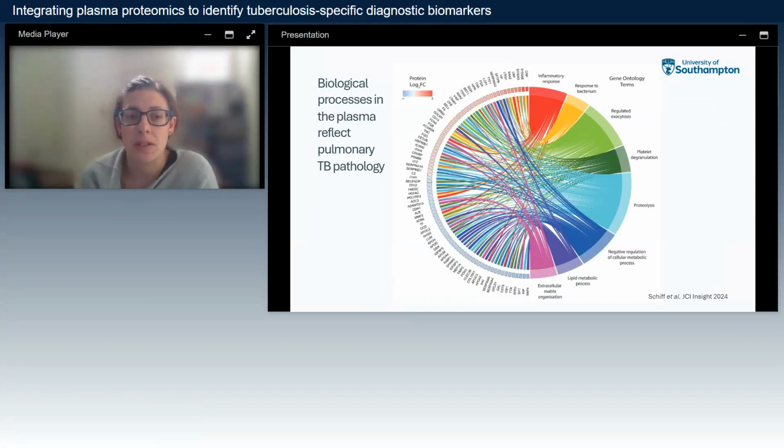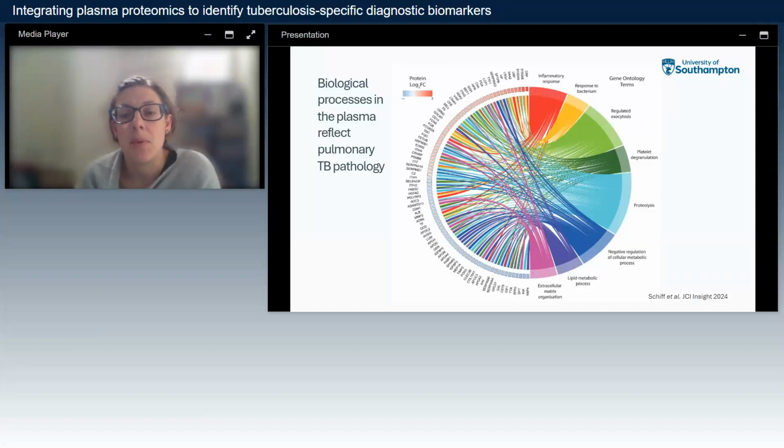So I also then asked the question, are these proteins that I identified through differential protein expression actually reflective of the biological processes that are happening in the lung in TB? And I did some gene ontology analysis to explore that further and try to identify the biological processes that are enriched for these proteins. So this chord diagram shows the proteins with the biggest log fold change, either upregulated or downregulated, and links to their enriched biological processes.